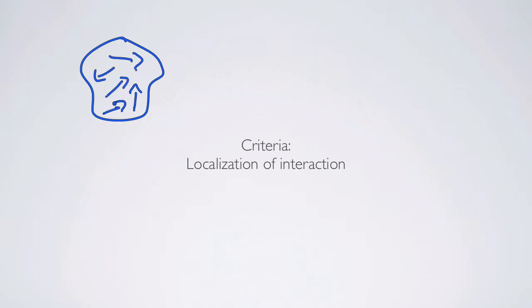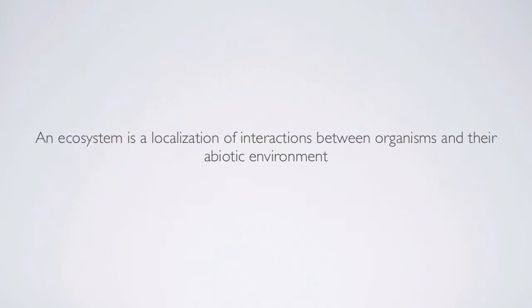If you remember, we had two criteria for thinking about how to define the boundaries of ecosystems. The first was a localization of interactions. So when we take a look at all the interactions that occur within a space, we might find a localization where interactions tend to be more concentrated. When you use that approach, you would come up with the definition that an ecosystem is a localization of interactions between organisms and their abiotic environment.